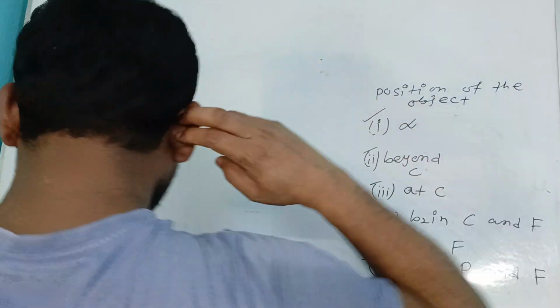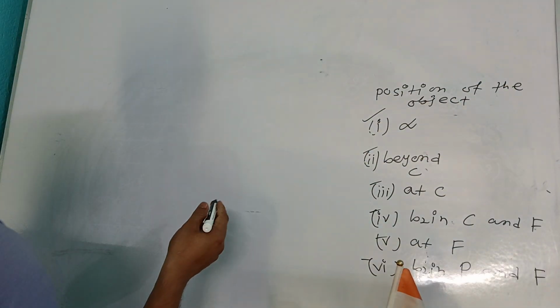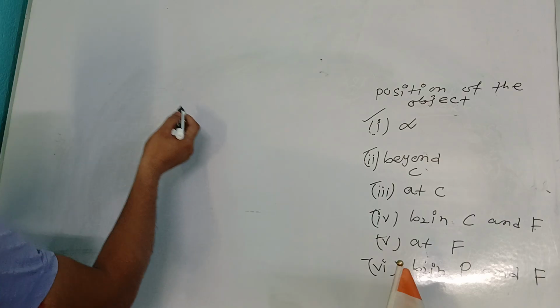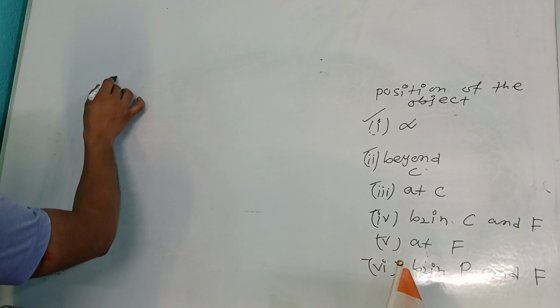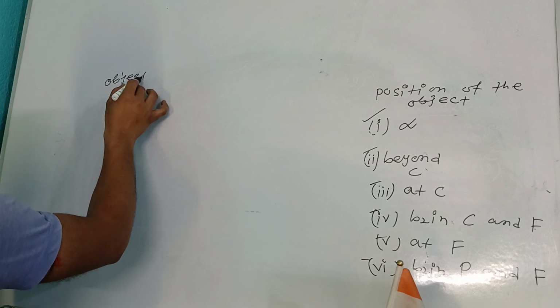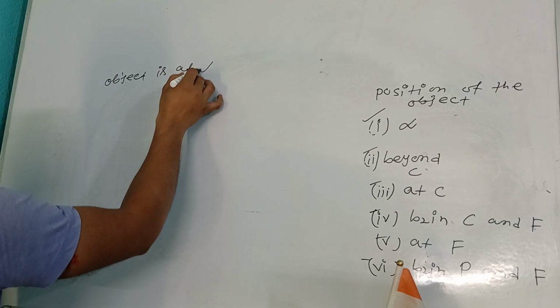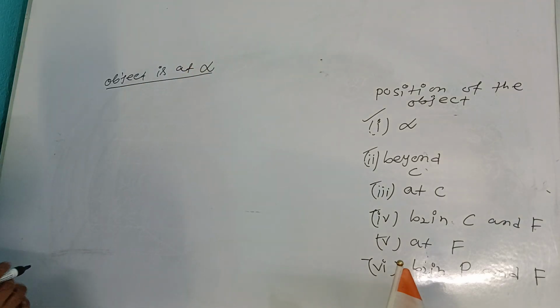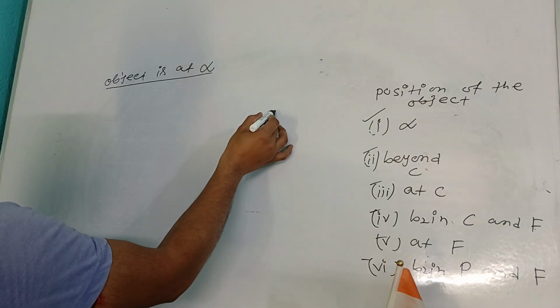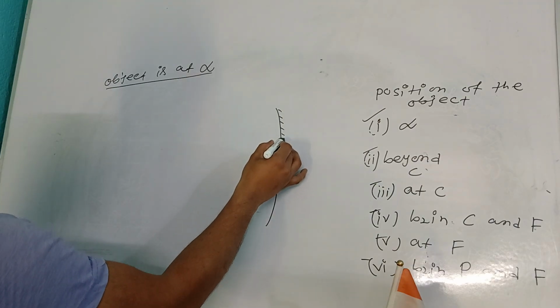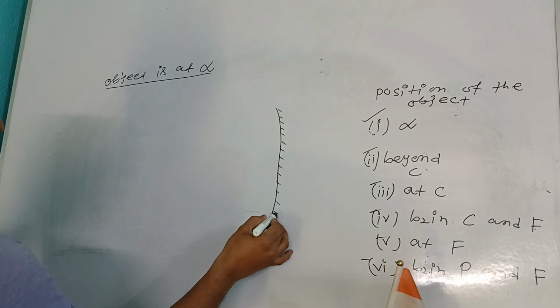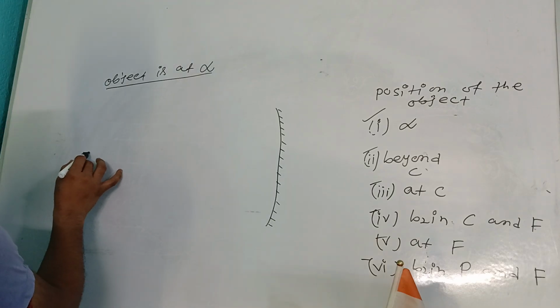Okay. Ray diagram. So first one, when the position of the object is at infinity. Okay, object is at infinity. Achha, so concave mirror. Next what you have to do?